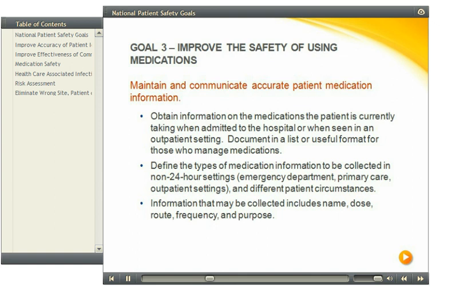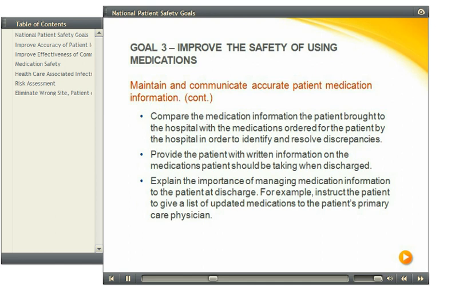Define the types of medication information to be collected in non-24-hour settings, emergency department, primary care, outpatient settings, and different patient circumstances. Information that may be collected includes name, dose, route, frequency, and purpose.